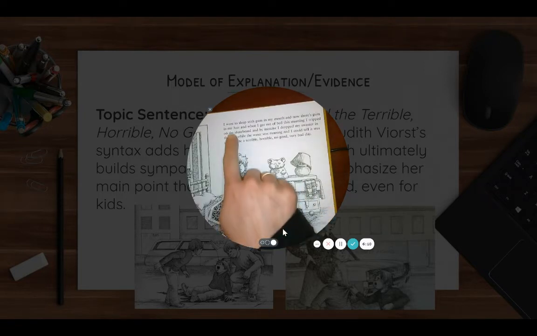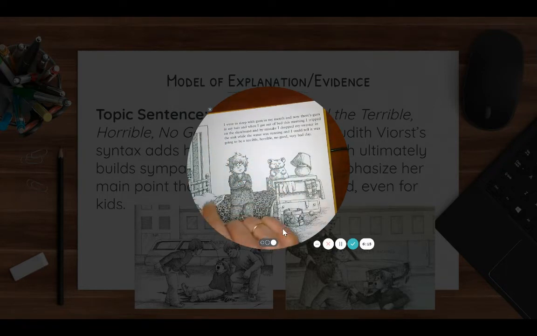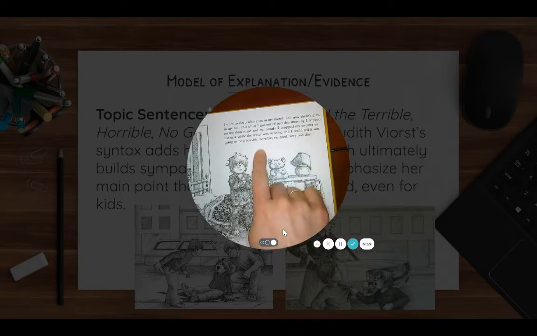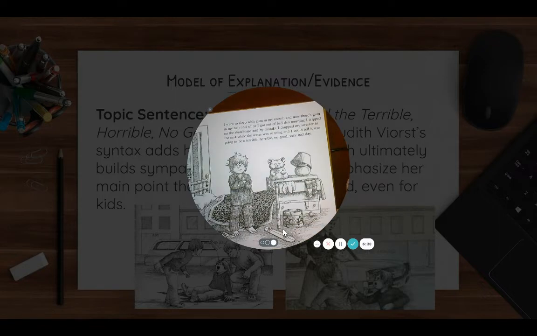So just from the beginning, this author, Judith Viorst, uses run-on sentences the whole time. She uses and. There are no punctuation marks here. So this is a run-on sentence. It's a grammatical error, but she does that intentionally so that we can get the voice of this young boy, because kids often speak in run-on sentences. They tack on details all the time.